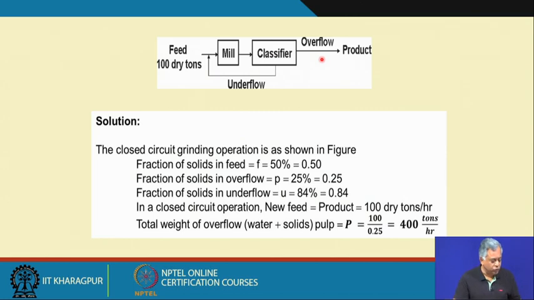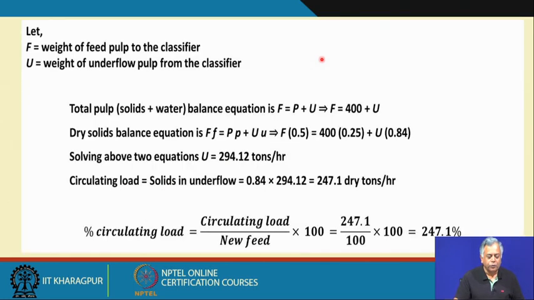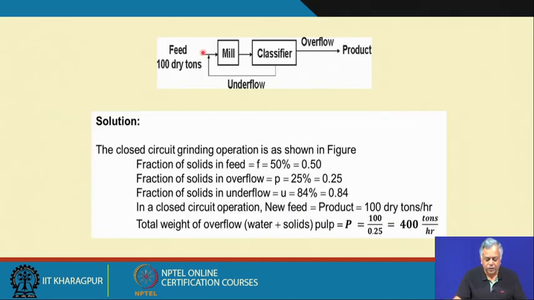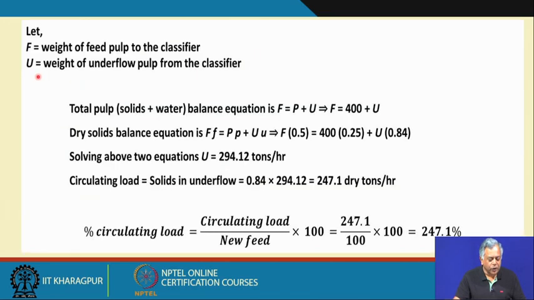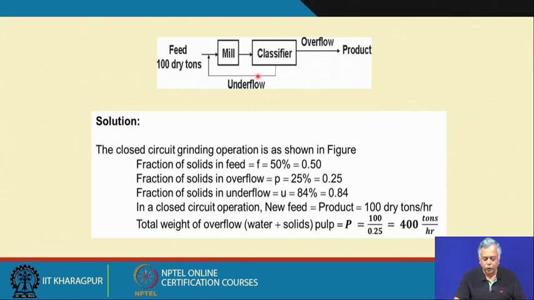I hope it is clear to everybody. Now, let us assign capital F as the weight of feed pulp to the classifier, and capital U as the weight of underflow pulp from the classifier. I do not know how much is going into the classifier, and I do not know U either, because I only know that the overflow is 400 tons per hour, that is solids weight plus water weight.